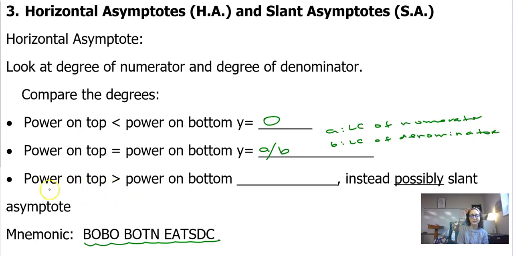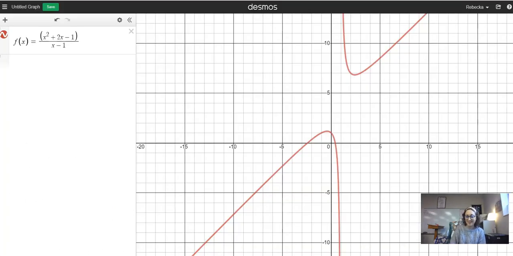Okay, and then if your power on top is greater, that's bigger on top, then no horizontal asymptote, or none. Instead, you might have a slant asymptote. So let's take a look at what slant asymptotes look like. I first want to show you what I mean by slant asymptote graphically. You can tell here, hopefully, that there's this line, but it's not horizontal and it's not vertical. It's a slanted line that my function approaches as x approaches negative infinity and positive infinity.